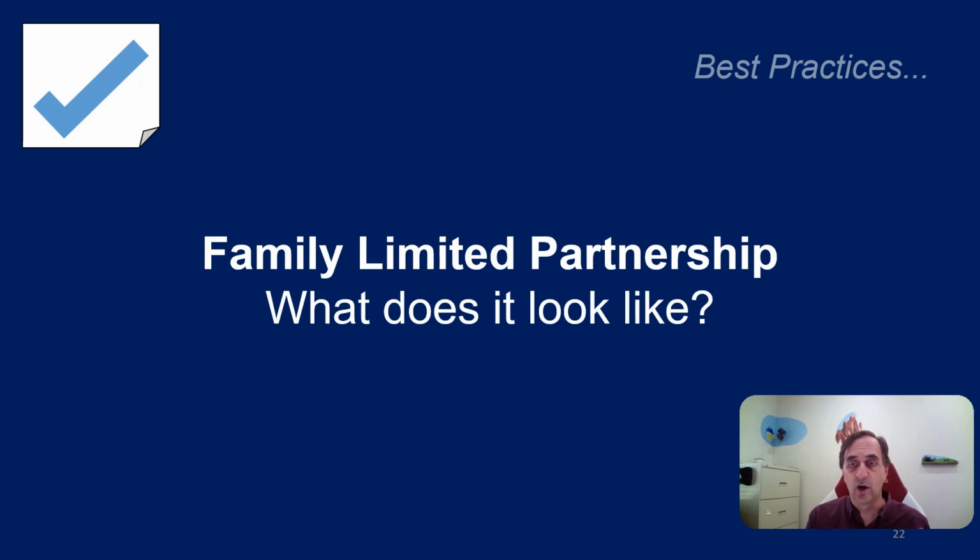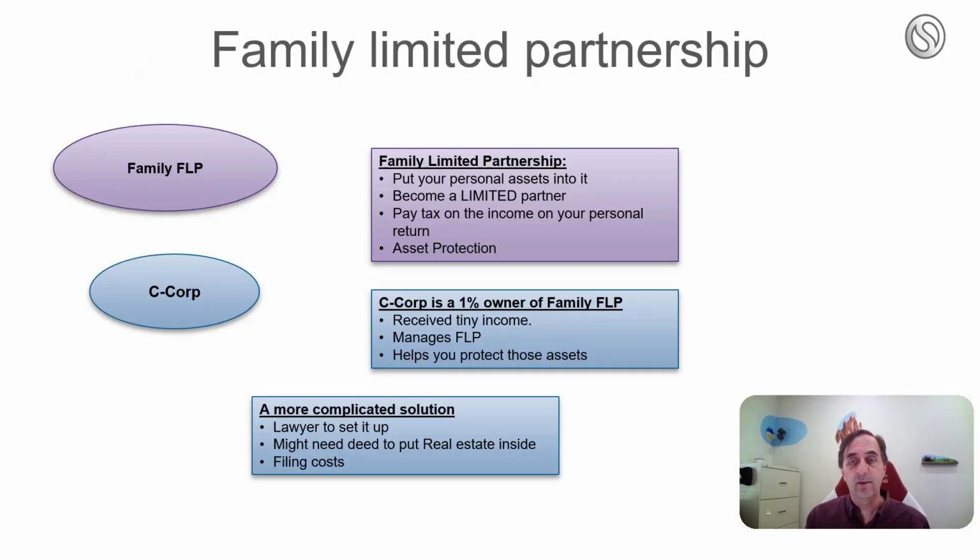Finally, something a little more off the radar, a family limited partnership. What is this thing and what's it trying to do? Well, a family FLP or family limited partnership is designed to put your personal assets inside it and contain them and then protect them from your creditors. So if someone were to sue you, they couldn't get access to the assets themselves. You would become a limited partner of the FLP, meaning you have no say in how it's run or what happens to the income. But you would pay taxes on your personal return of all the income, 99% of it usually, of the FLP. So you're not getting rid of the income tax bill here. You're trying to protect your assets from lawsuits.